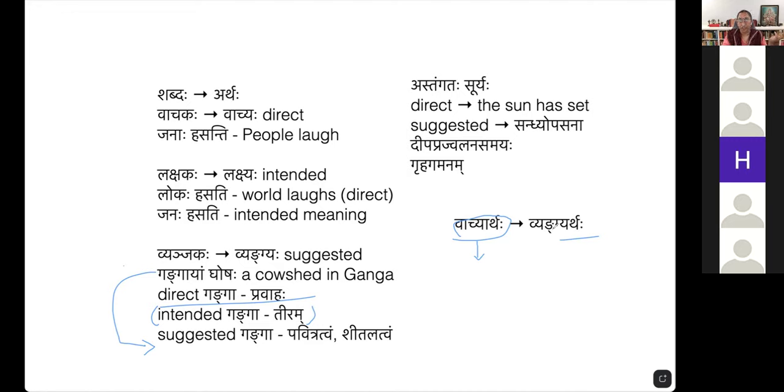What is better? If the vyangyartha is better, then it is called dhvani. If the vachyartha is better, it can either be a madhyama kavya or an adhama kavya. Adhama kavya is where there is no beauty at all. Whereas if it is a madhyama kavyam, it means the vachyartha is actually beautiful here, much more than the vyangyartha. That is called gunibhuta vyangya, where the vyangyartha is gunibhutam. Gunibhutam ityukte, it is suppressed. It doesn't gain so much prominence as the vachyartha. Is it clear?